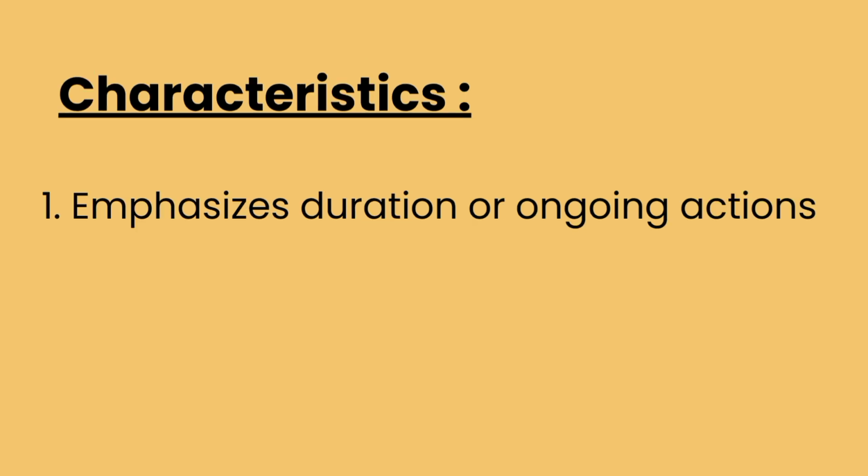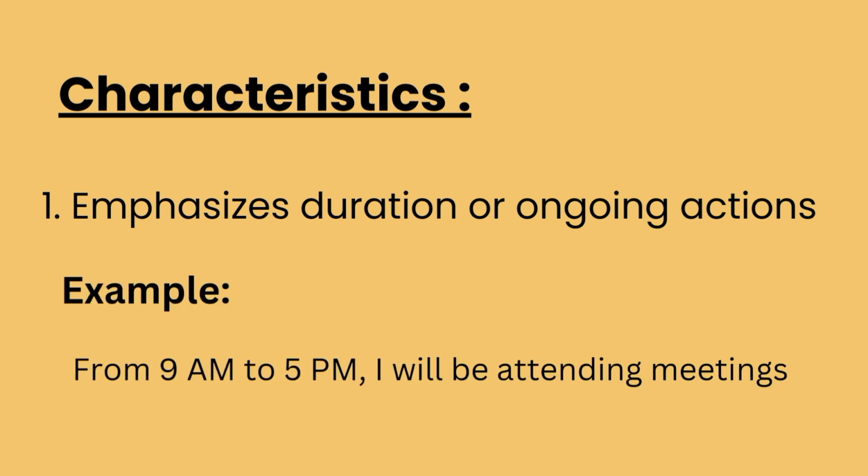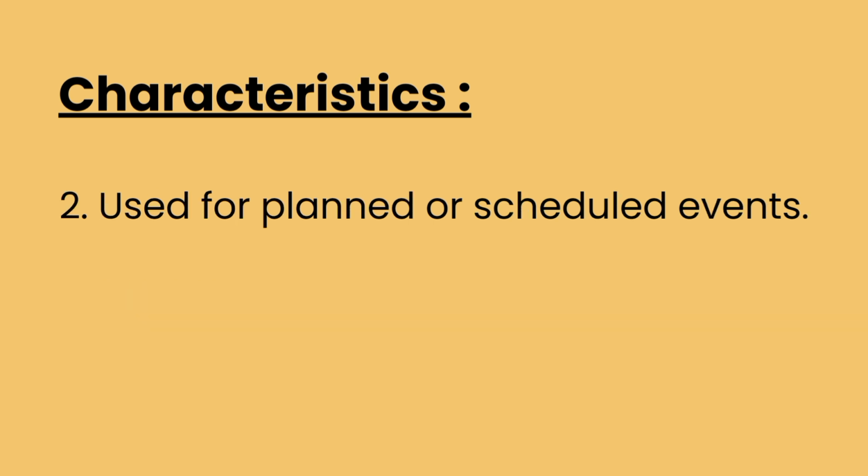Let's discuss some characteristics of the future continuous tense. The future continuous tense emphasizes duration or ongoing actions. For example, from 9 a.m. to 5 p.m., I will be attending meetings. This sentence also describes an action that will be ongoing during the specified time period in the future. Like the meetings will take place between 9 a.m. to 5 p.m.